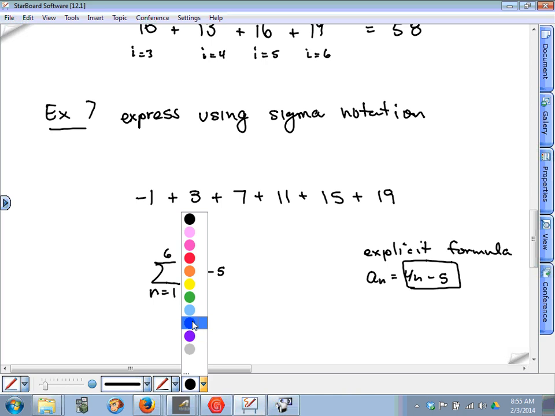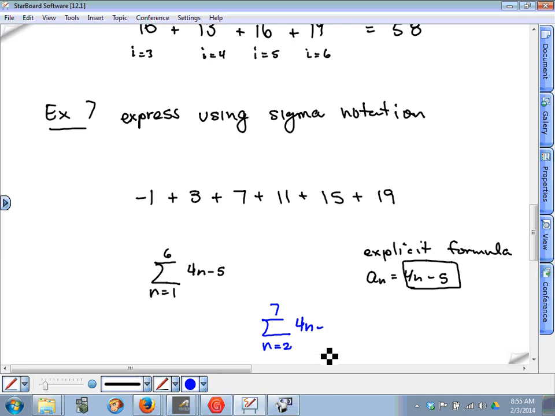Now, here's what I mean by this is not the only correct answer. Consider this. If we start at 2 and go to 7, is that the same number of terms? It's still 6 terms. The problem is we'd have to have a different formula. 4n minus 9. Consider this formula. 4n minus 9. If you plug in a 2 and then subtract 9, wouldn't you still get a -1? And then a 3 and then a 7. So that answer is correct.